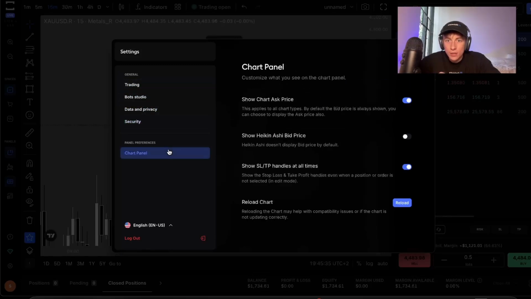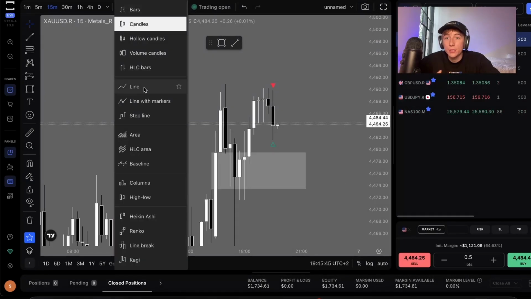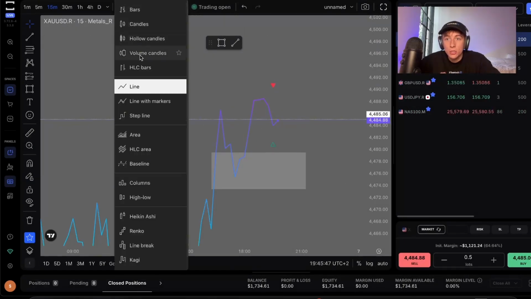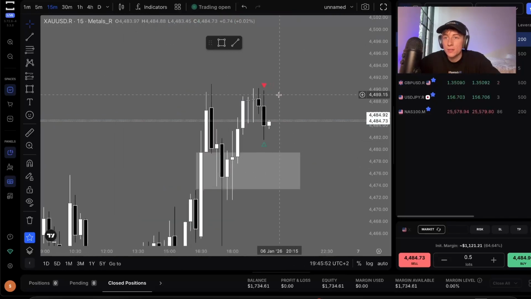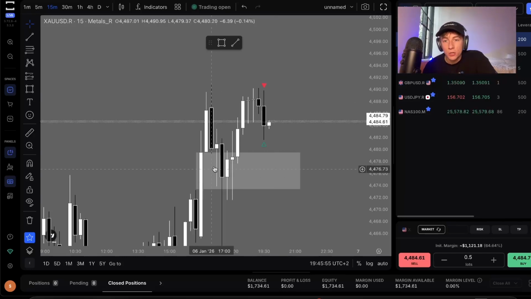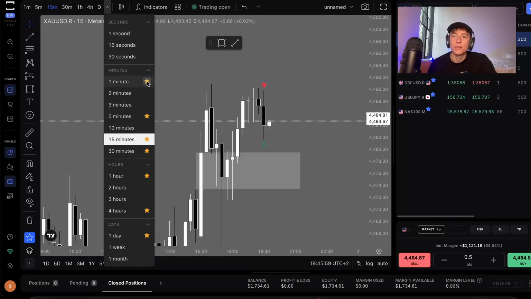Let's see if there's anything else that I should cover. Okay, we're not using Heikin Ashi candles. If you want to change the candles, if you trade some completely different strategy, you just click right here. You can change it to a line, volume candles. I always use just the regular candles because that aligns with the strategy that I'm trading, which involves fair value gaps. And then lastly, time frames right here. Once again, the star, just to pop up all the time frames that you mainly look at. I typically look at the 1 minute, 5 minute, 15 minute, 30 minute, 1 hour, 4 hour, 1 day.